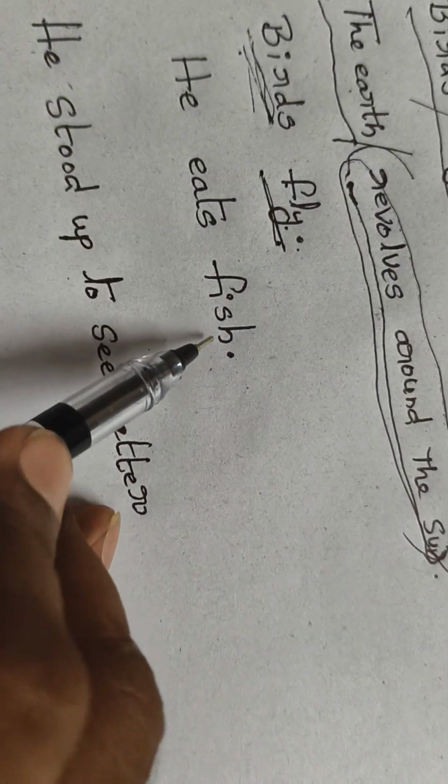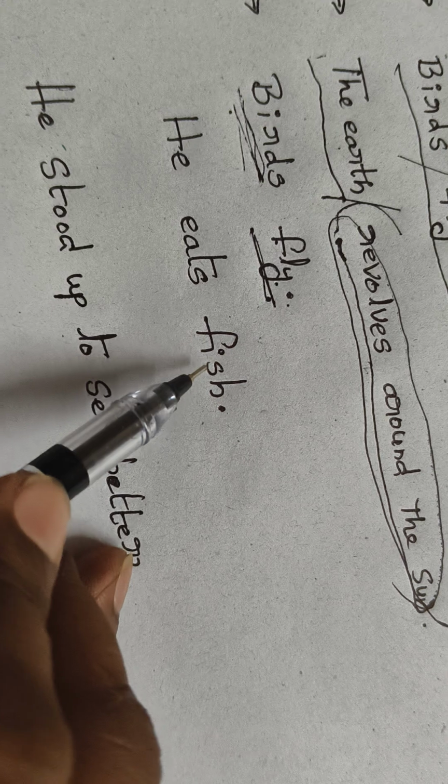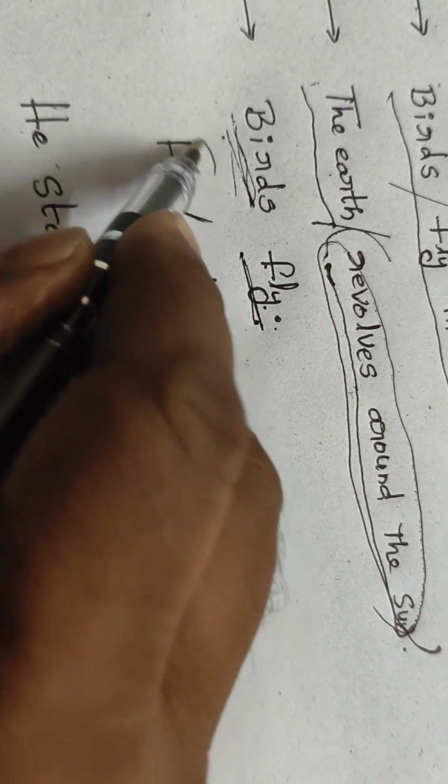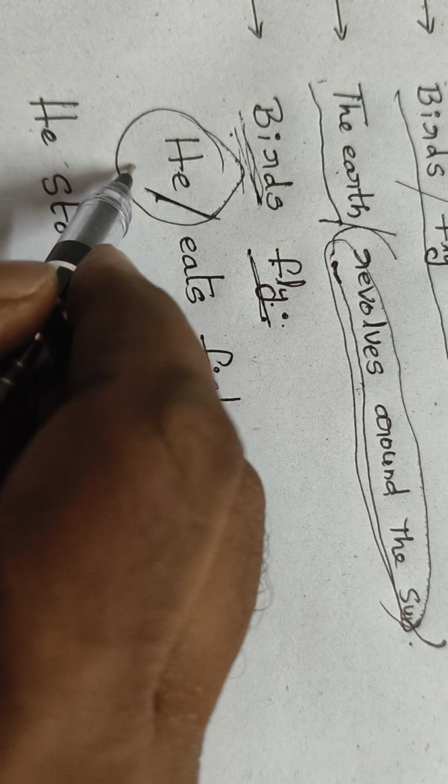He eats fish. What is the subject here? He. We are talking about he. This is called subject.